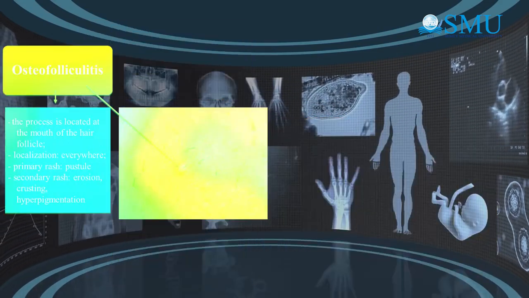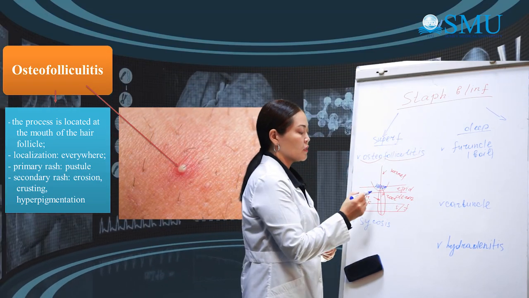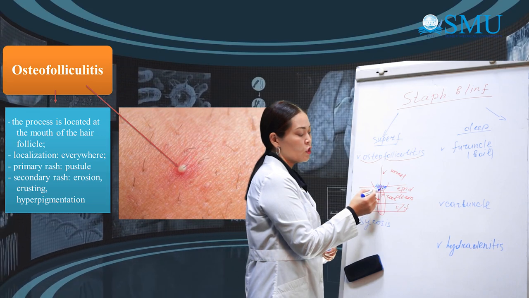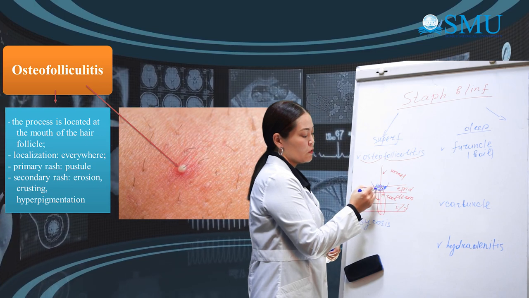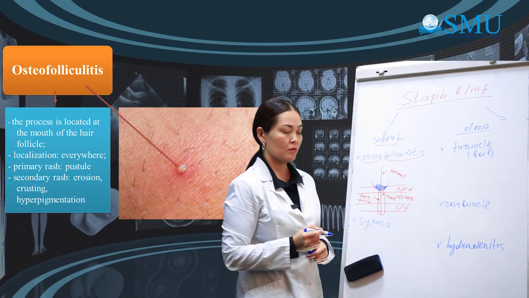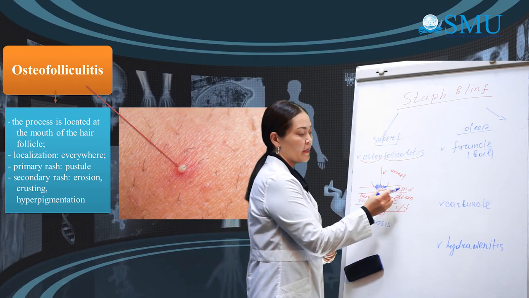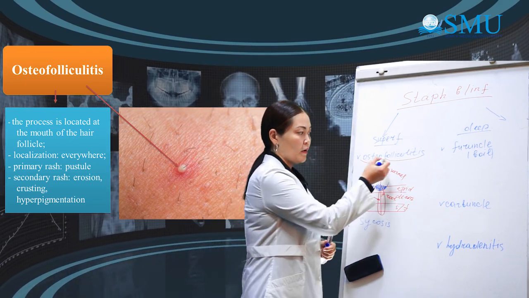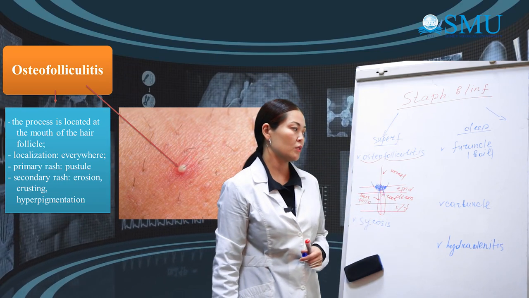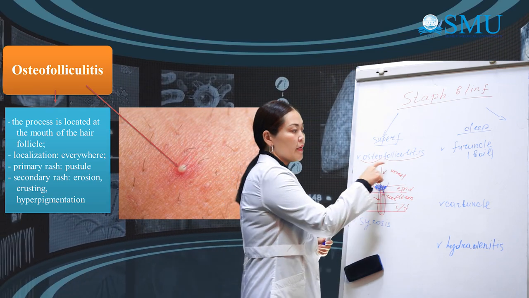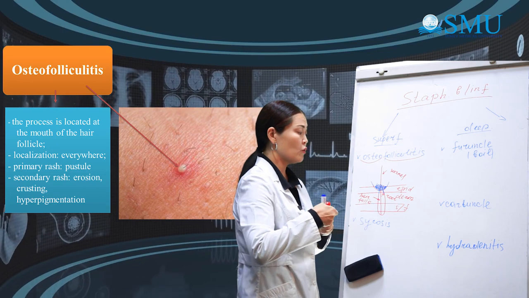this region of the epidermis. So it means that Staphylococcus bacteria start to grow in this region, produce toxins and enzymes, and in this region you see pus formation. So osteo is the upper part of the hair follicle, which is located in the epidermis region. Folliculitis, hair follicle. So this place is involved in the pathological process. Okay, so the primary lesion for osteofolliculitis will always be a pustule.